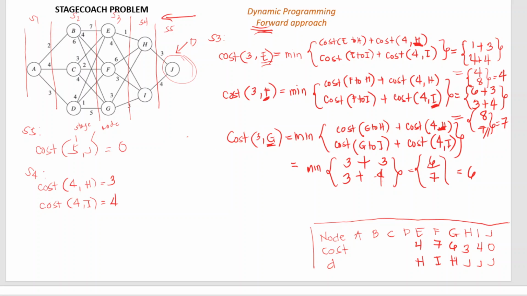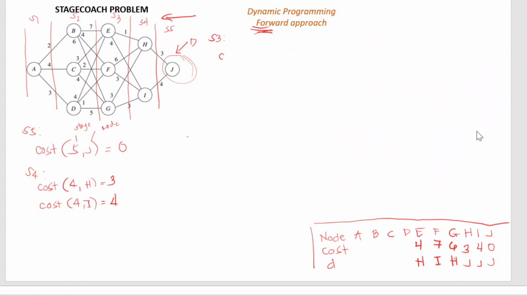Next, I will just erase this to give way to stage 2. We just erase it for a while. Okay, next, let's analyze stage 2. Let's analyze stage 2, that is B, C, and D.